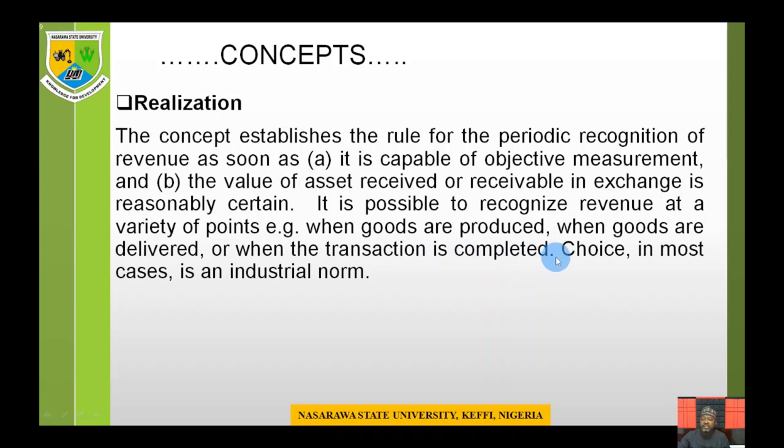The choice among these three options that we have identified is in most cases an industrial norm, i.e. it depends on the industry you find yourself in and what is the practice in that industry. What is important is that these various points are available for businesses to consider in recognizing revenue in their books of account.